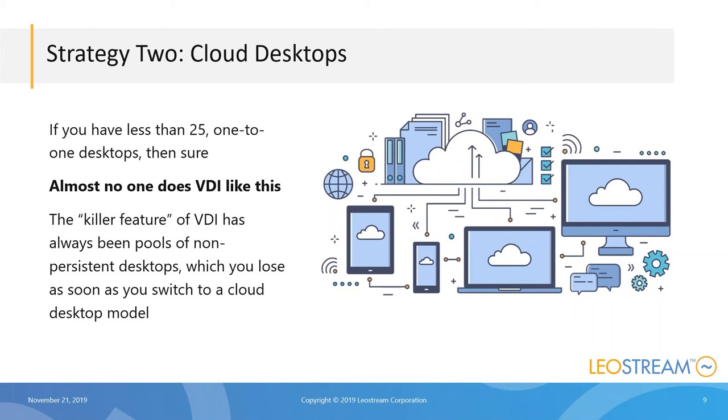Cloud desktops are fine if you have less than 25 one-to-one desktops. Almost no one does VDI like this. VDI requires careful user policy management, AD integration, high-performance display protocol support, and most importantly, pooling. Pools of non-persistent desktops, which are perfect for call centers, classrooms, shared applications, any one-time use need, have always been the killer feature for VDI. So if you think a cloud desktop will suffice as a replacement for your current on-prem VDI, you're likely going to walk away disappointed.